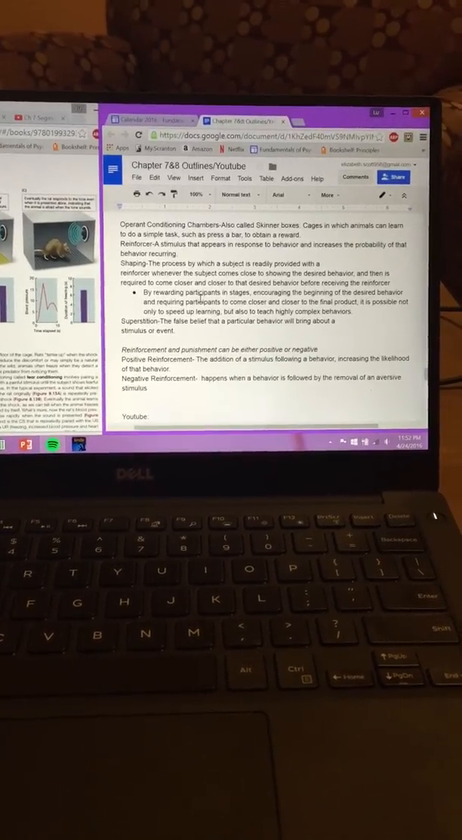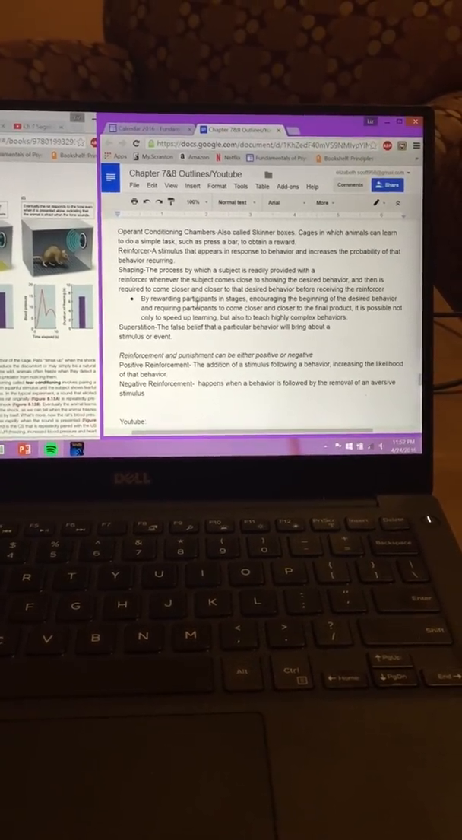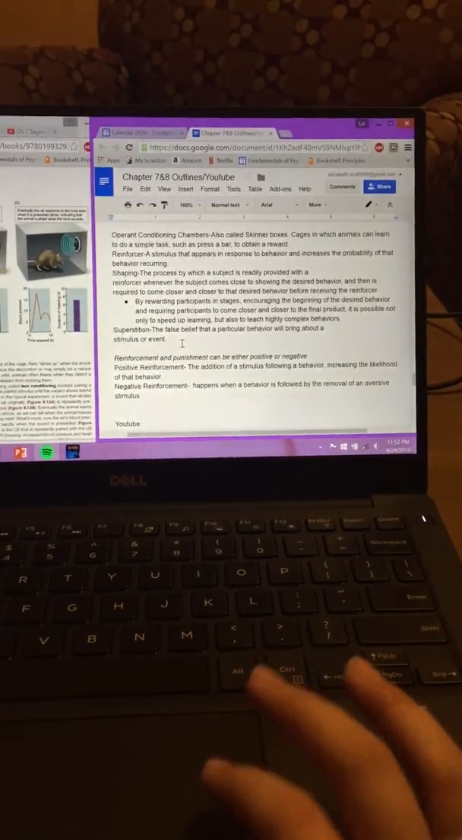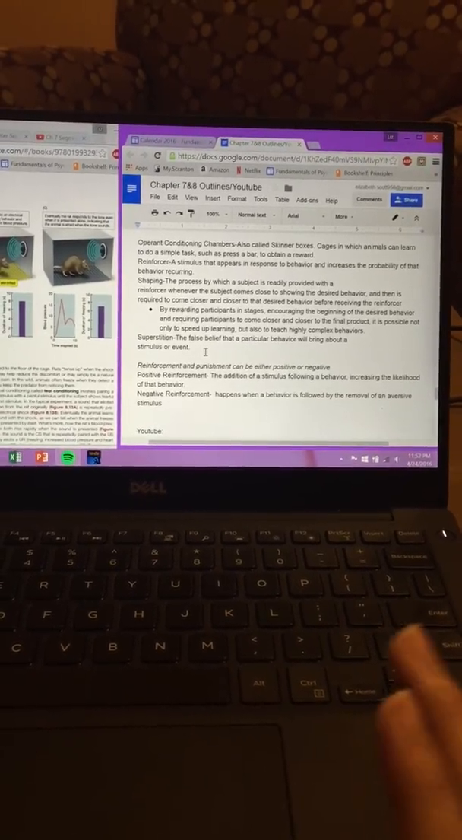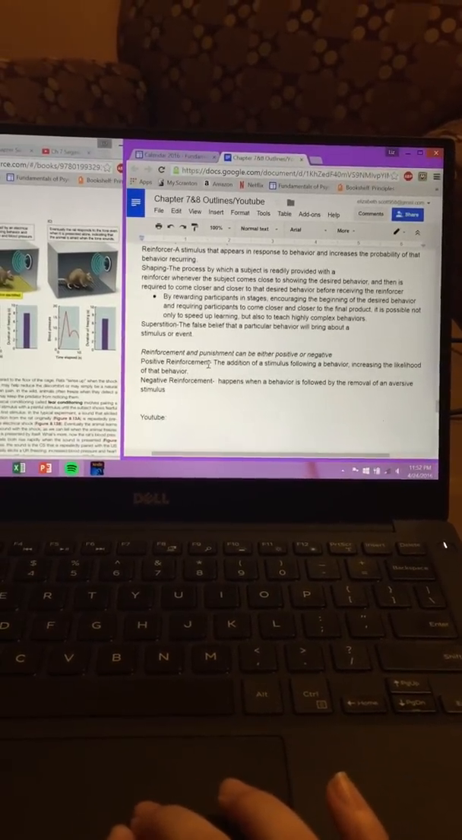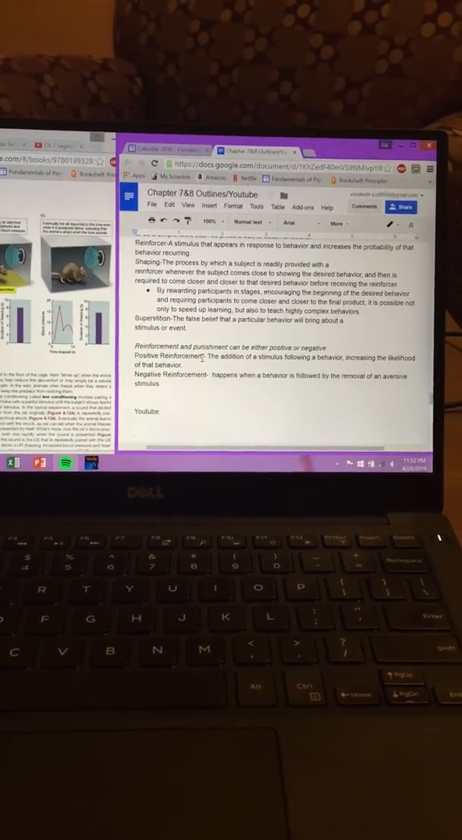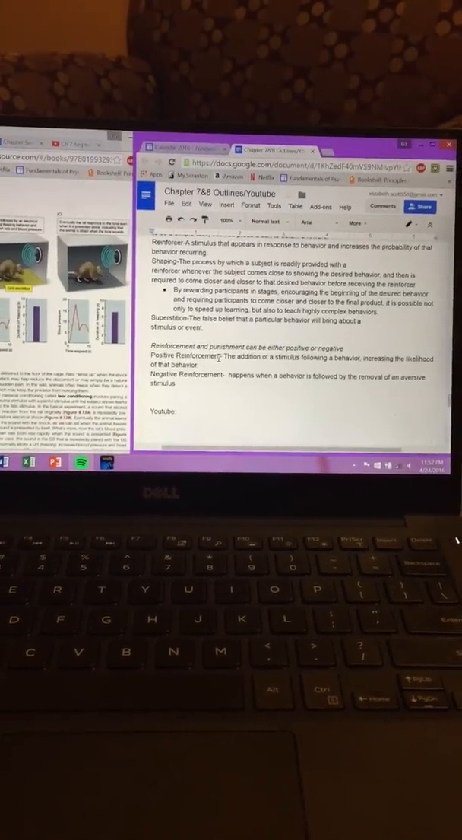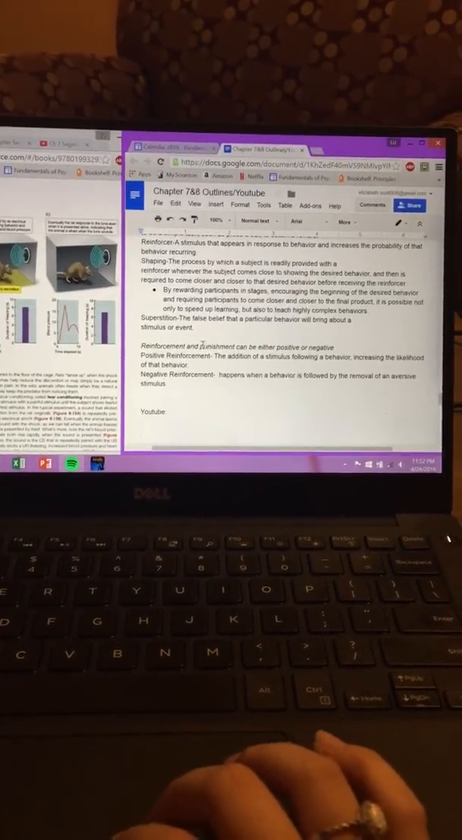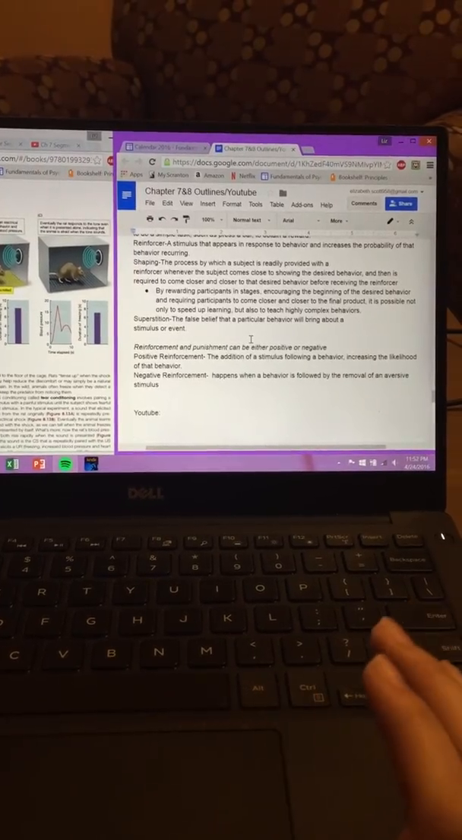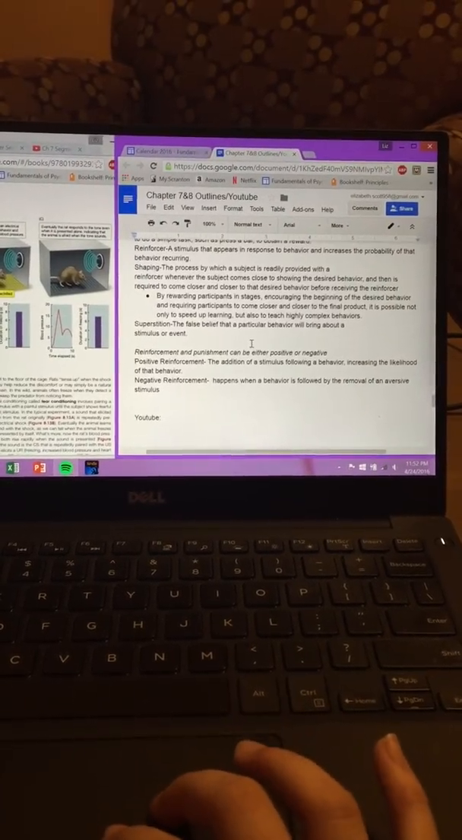Shaping is the process by which a subject is readily provided with a reinforcer whenever the subject comes close to showing the desired behavior. By rewarding a participant in stages, it encourages a certain type of behavior. There is also superstition, which is the false belief in a particular behavior.